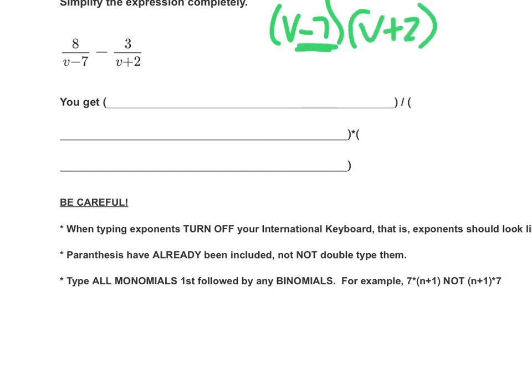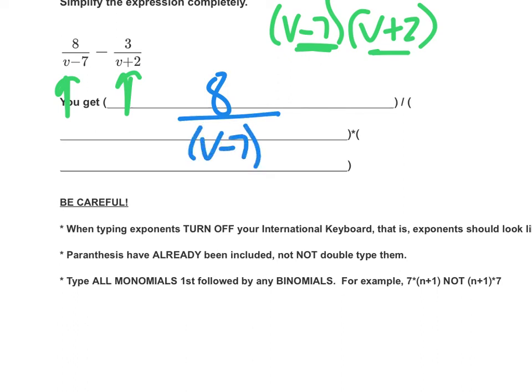Fine, they both have to have that piece. So this guy here is missing the v plus 2. This guy here is missing the v minus 7. Okay, we can fix that. I'm going to rewrite this so it's a little bit bigger. Let me just get it fresh here. 8 over v minus 7 minus 3 over v plus 2.